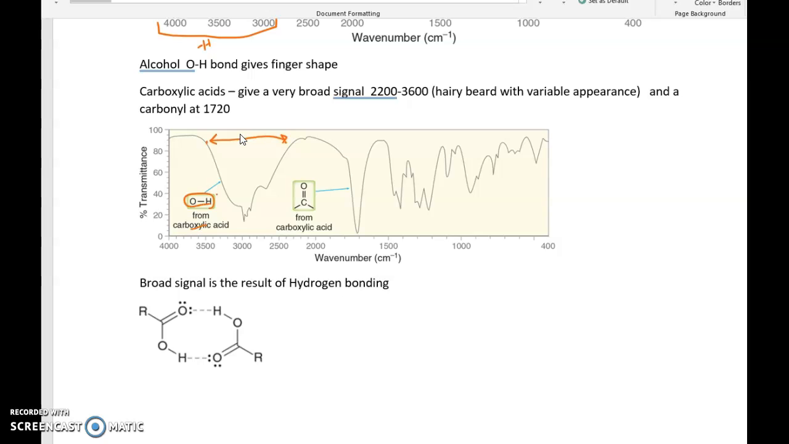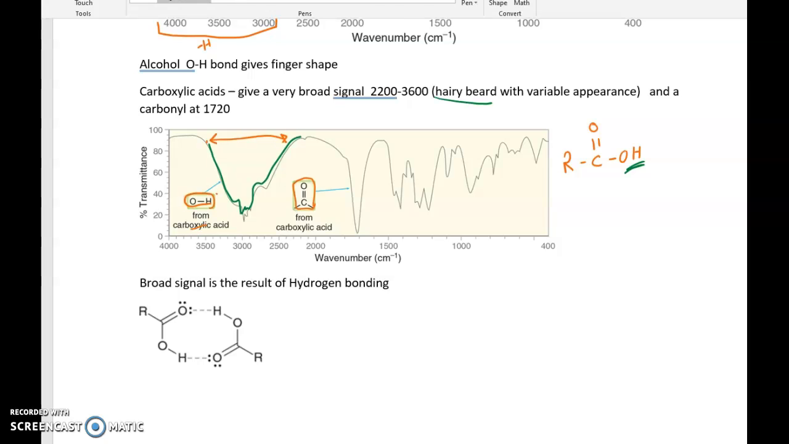The other thing that you'll find with the carboxylic acid is you'll get the carbon-oxygen double bond. I'm assuming you know a carboxylic acid looks like this, which I probably should have said to begin with. So the hydroxyl in green is this broad thing here, and it's sometimes called the hairy beard. You're also going to get this bond, in a different color, and it's going to occur right here. If there's nothing else around, it'll be at 1720.